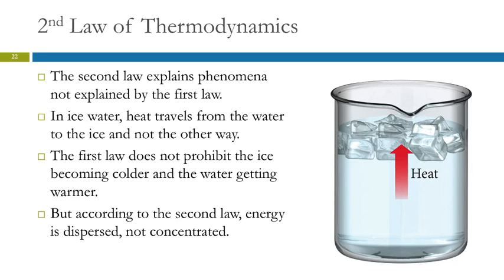But according to the second law, energy needs to be dispersed and not concentrated. If the heat was going into the liquid, this was getting warmer and that was getting colder, that would be a concentration of energy, making it less spread out. That would be a negative entropy. Here, where the heat is spreading out from the water into the ice, it's dispersing. That's positive entropy.